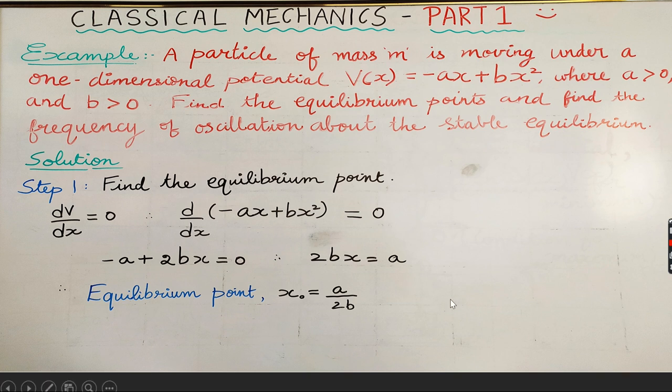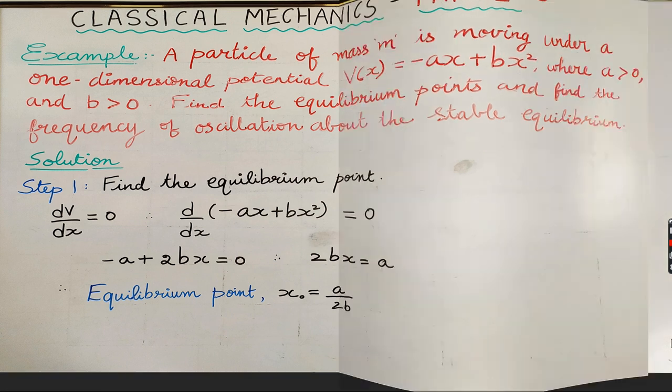The first step is to find the equilibrium points. We have to take the first derivative and equate it to 0. On taking the first derivative, one gets this equation and one can find the x value, which is the equilibrium point. I hope you get this first step.